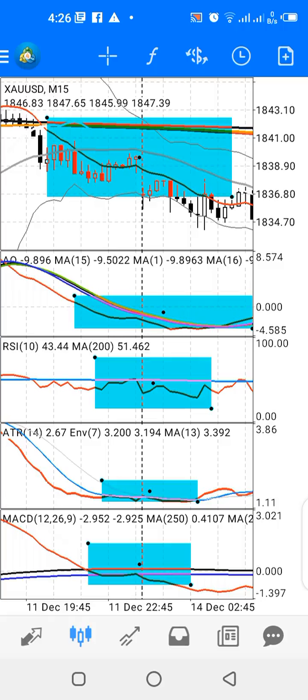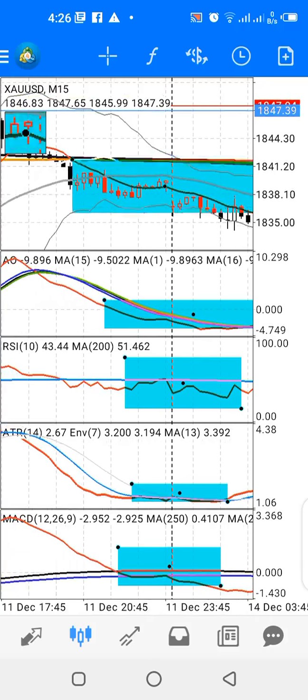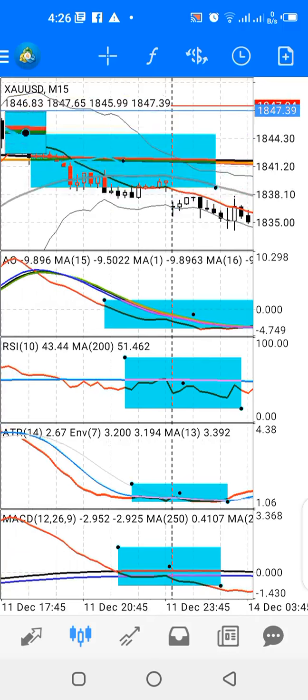You can use this strategy or this system to trade gold on all time frames, but for the purpose of this explanation, we will be looking at the 15 minutes time frame. Now let's quickly go to how we can use this system. We'll start with the main chart. This is the main chart.